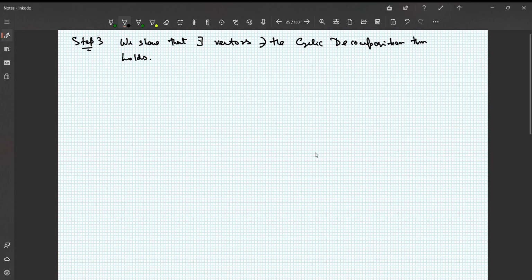Okay, let me frame it in this form. So yeah, we had already shown that V can be written as W naught plus Z beta 1 T and so on till Z beta R T. We have such vectors. So there exist vectors beta 1 till beta R such that this happens.